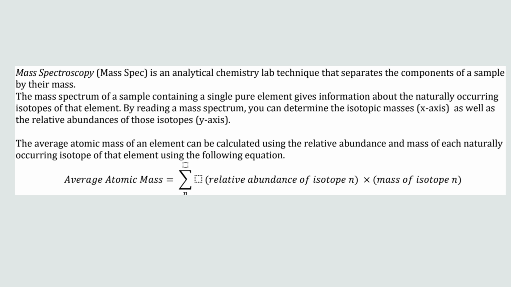The average atomic mass of an element can be calculated using the relative abundance and the mass of each naturally occurring isotope of that element using the following equation. The average atomic mass equals the sum of the relative abundance of the isotopes times the mass. So a lot of math with this one.